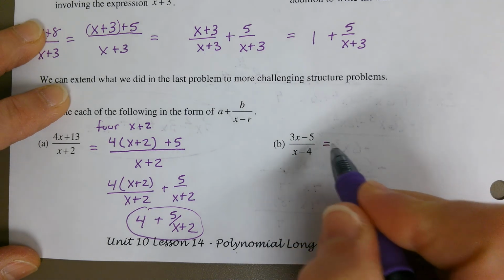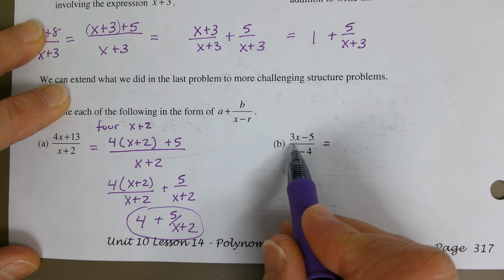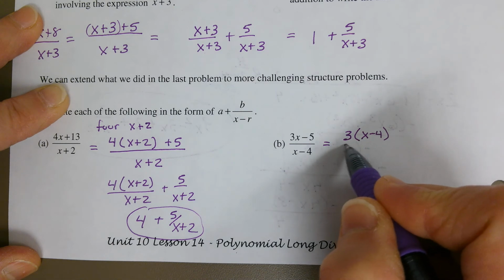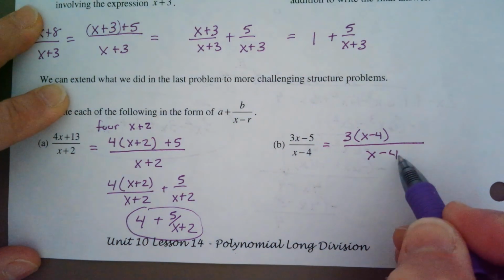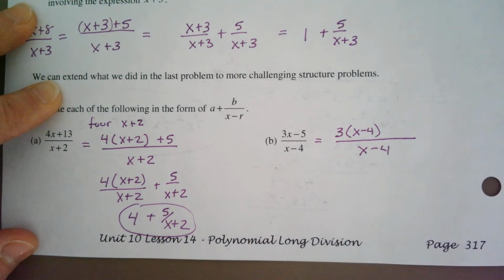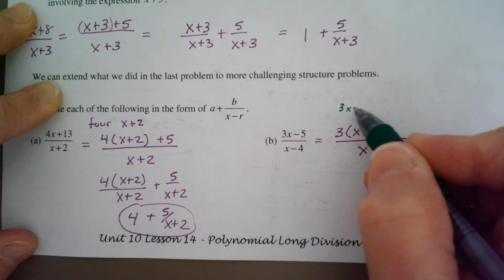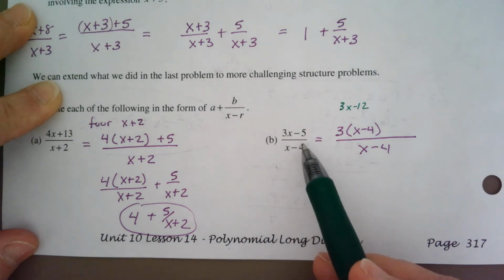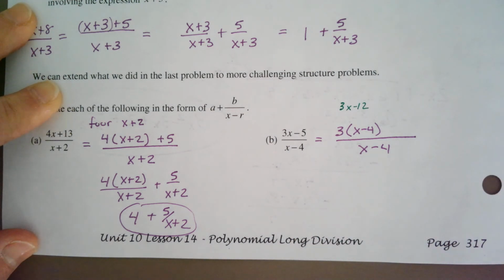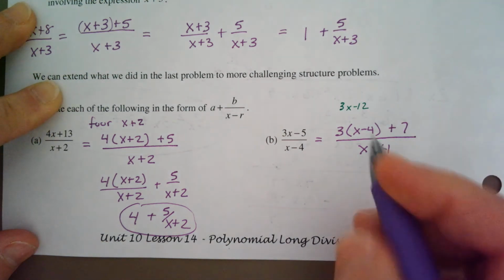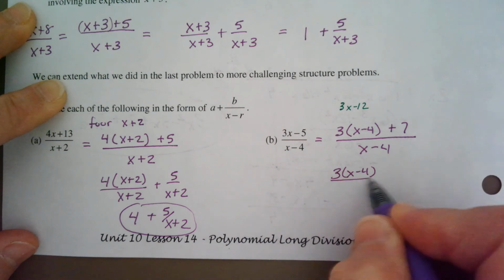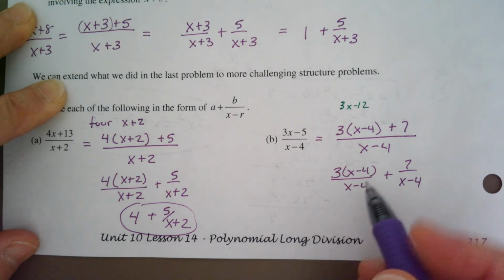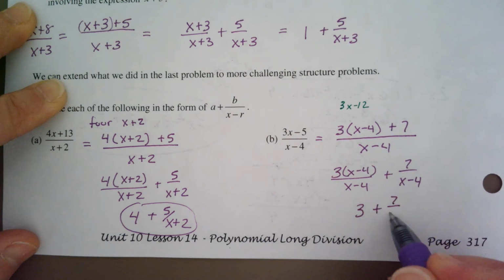Same thing here. How many x minus 4's will I need to get a 3x? Well, I would need 3 x minus 4's to get a 3x. This would be, thinking if I would multiply, that's going to be our 3x minus 12. And what do we have to add to negative 12 so that we end up with the overall minus 5? We would have to add 7. And splitting this up, the x minus 4 is here. Divide out. We have 3 plus 7 over x minus 4.